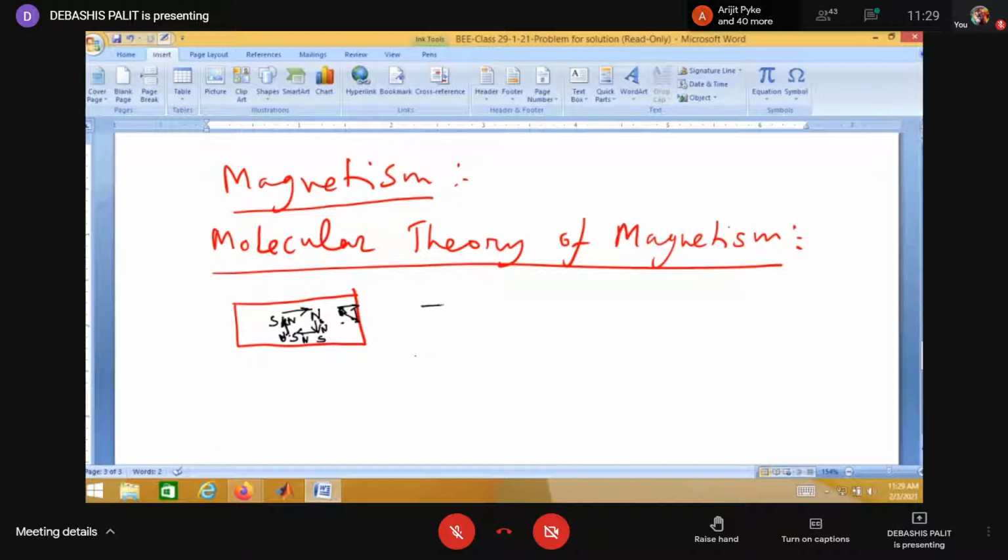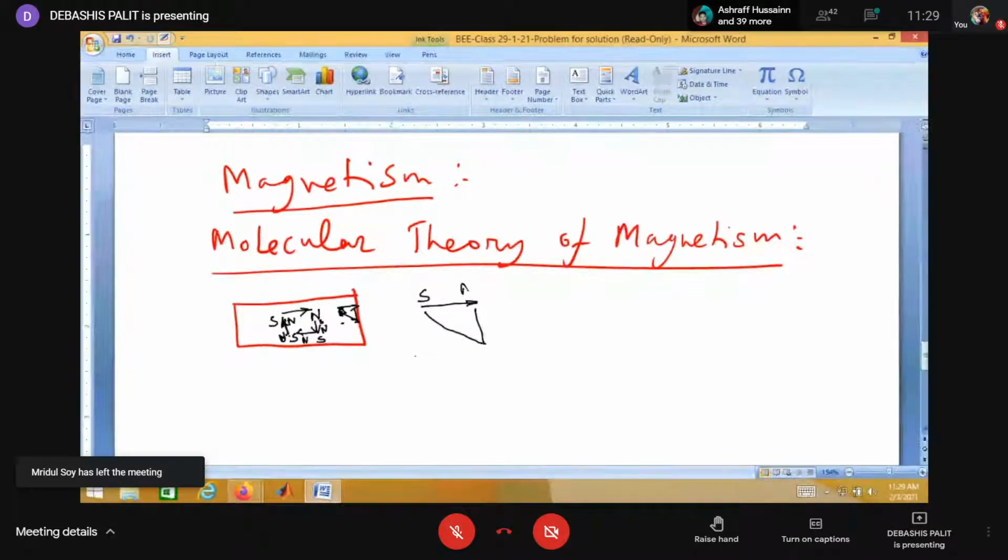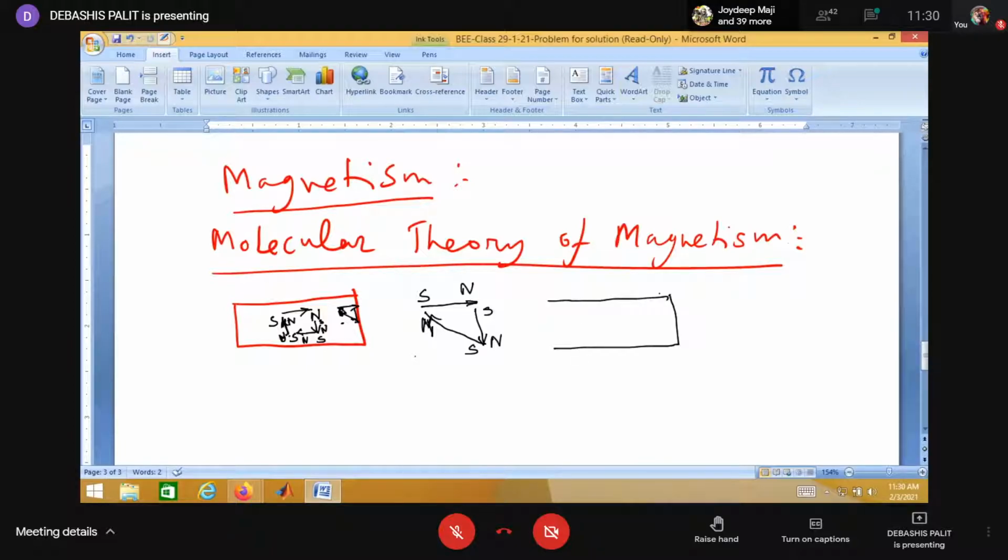So if the Weber elements are like this, like this, it forms a closed path. So the orientation is random, but sometimes there is a material whose orientation is like this. The Weber elements are like this.